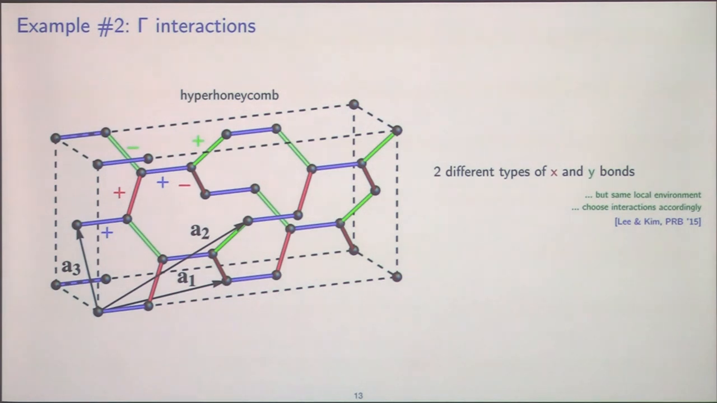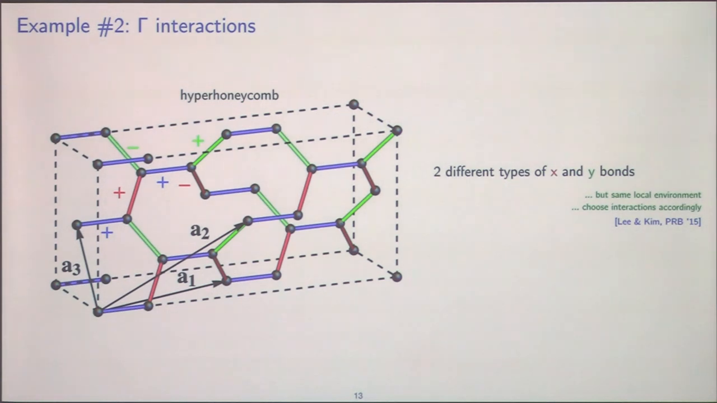Okay, so let me now spend a few minutes on gamma interactions. In a hyper honeycomb lattice, gamma interactions are a little bit different. The reason is that there are different types of X and Y bonds, just crystallographically, because not all X, for example the green bonds, are parallel. And therefore, in principle, interactions can be the same or can be different on these different types of bonds.